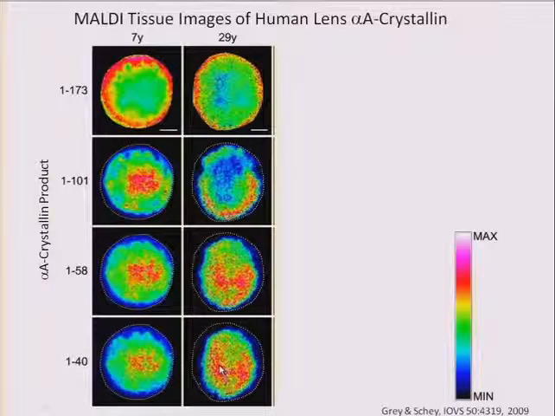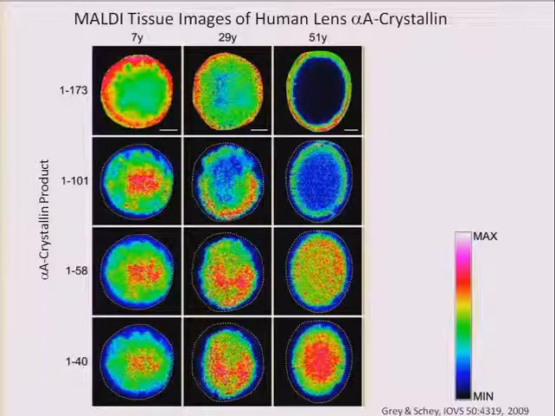And there are many other truncated products which I'm not showing you here, but are filling up the center of the lens. So then, by the time we're 51 years old, there's very little soluble intact alpha-A crystallin in the bulk of our lens. And you can see the 1 to 101 product is also sort of a ring-shaped distribution, and it's degraded into these smaller products in the center of the lens.